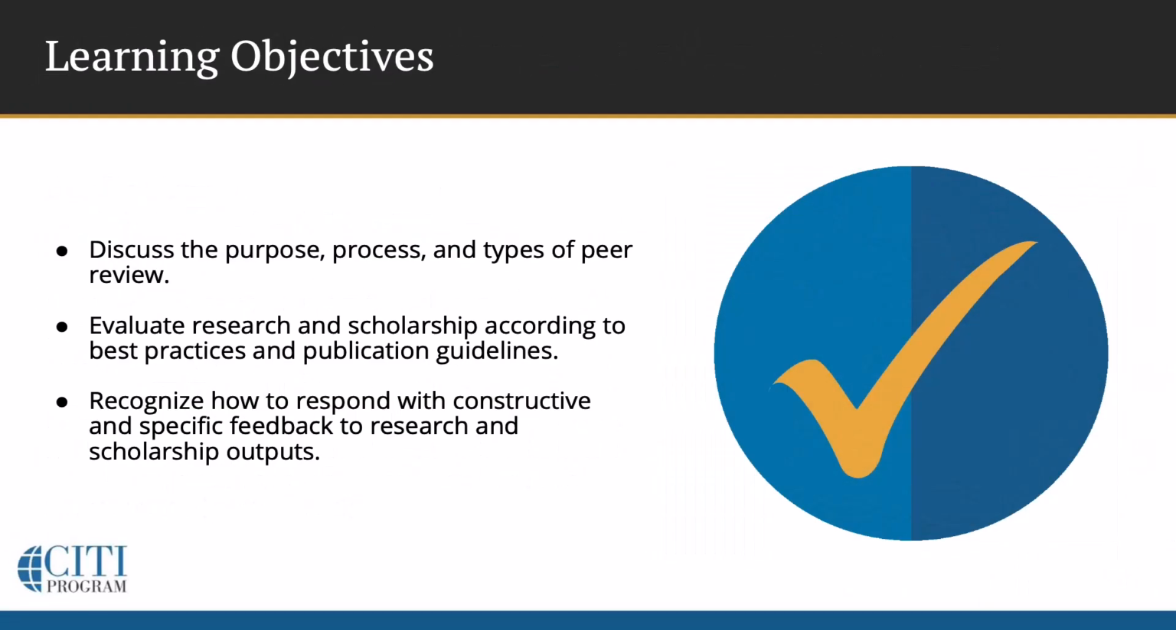And just to give an overview of the learning objectives, first is learning to discuss the purpose, process, and types of peer review, learning to evaluate research and scholarship according to best practices and publication guidelines, and how to respond with constructive and specific feedback to research and scholarship outputs.